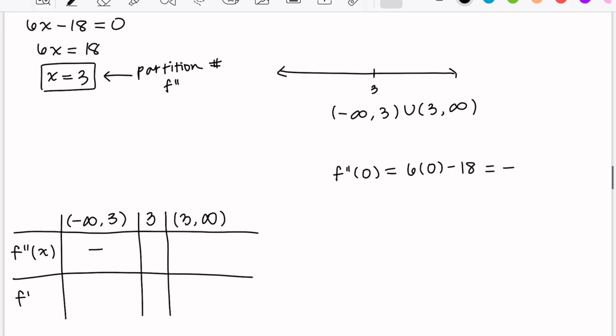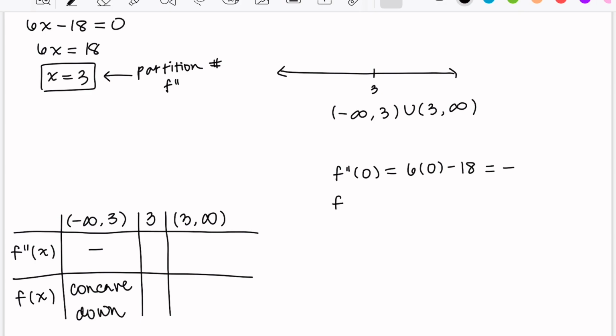I'm sorry, we should have f of x here. Alright, so if that's negative, then f prime of x is going to be decreasing, which tells us that f of x is going to be concave down.